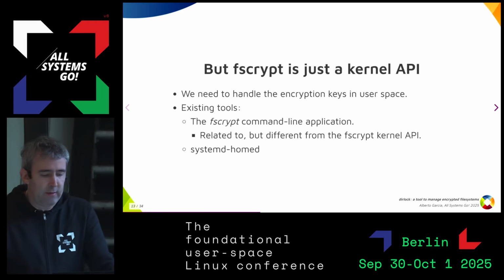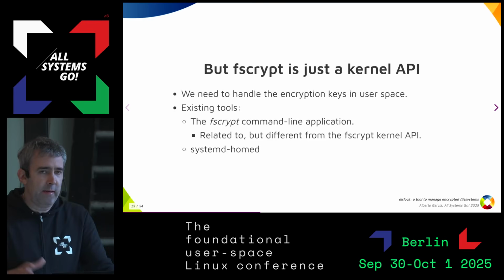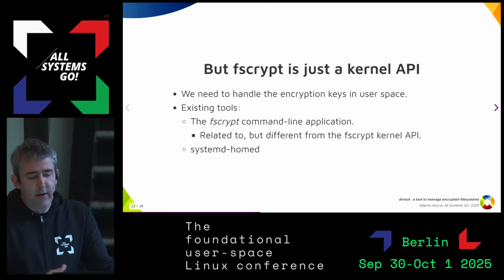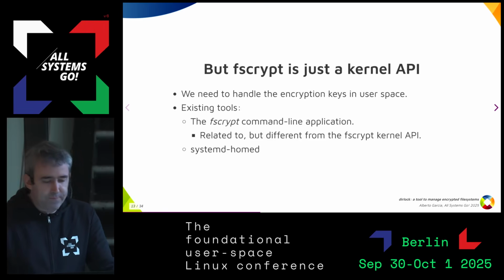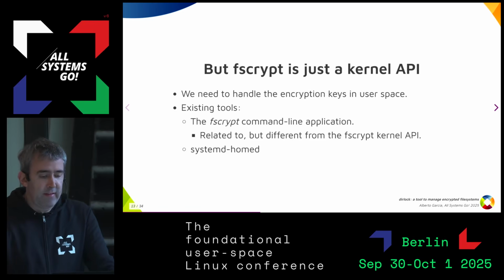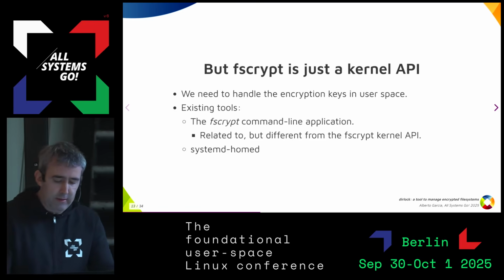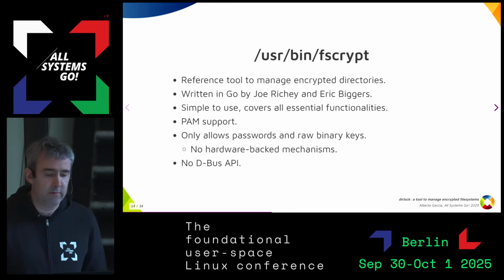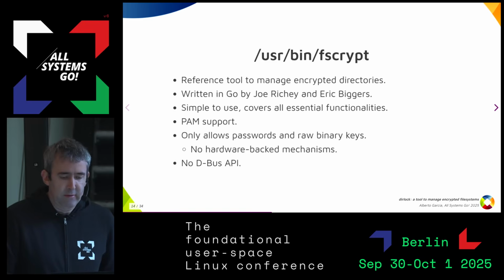One of them is the command line application called fscrypt, which is a bit confusing because it has the same name as the kernel API, but it's really a different project. So you can use the kernel API without using this tool or any of the file formats or anything that this tool is using. An example of that is systemd, which I'm going to talk about in a minute. So the fscrypt command line tool is the reference tool to manage encrypted directories. It was written in Go by two Google engineers, Joe Richey and Eric Biggers. They are also the people behind the kernel API.